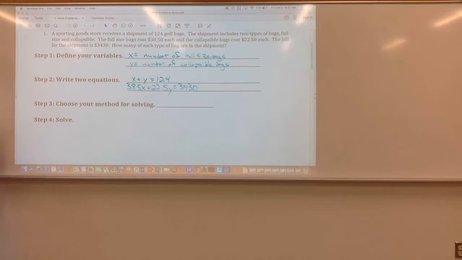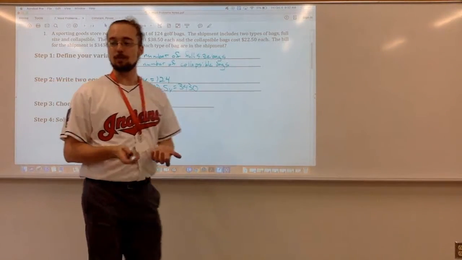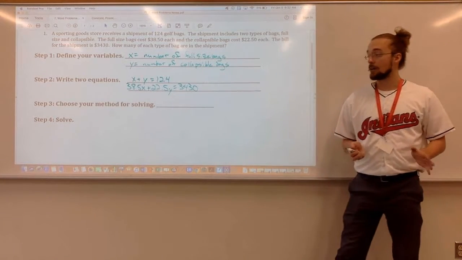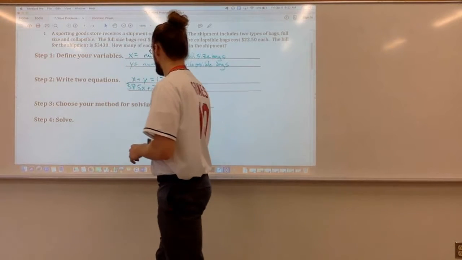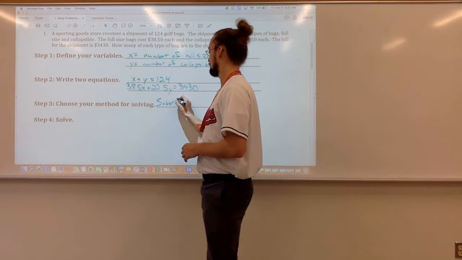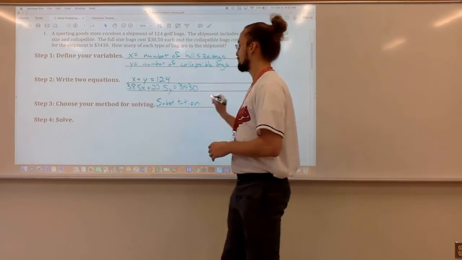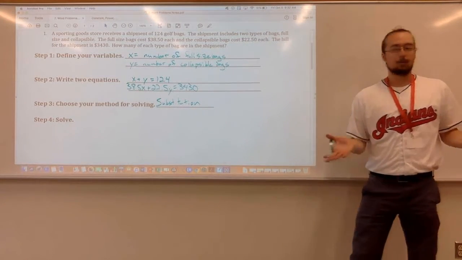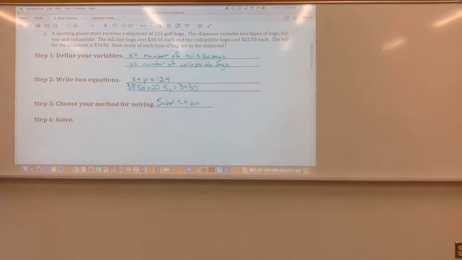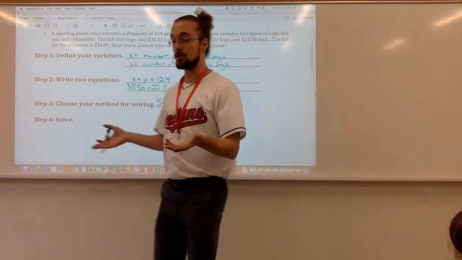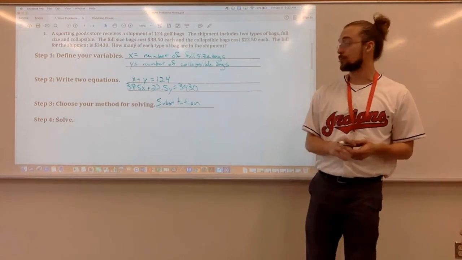Substitution? I mean, I think substitution would probably make the most sense on this one. Right? But if you're not comfortable with substitution, you can use elimination. Right? But I'm going to use substitution to solve this one. So what would I do? What would my first step be if I'm going to use substitution? Yeah, we just want to pick one of the equations and solve for one of the variables. Right? It doesn't matter which one we do.